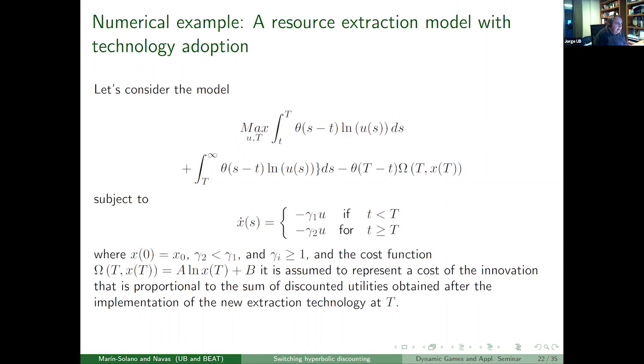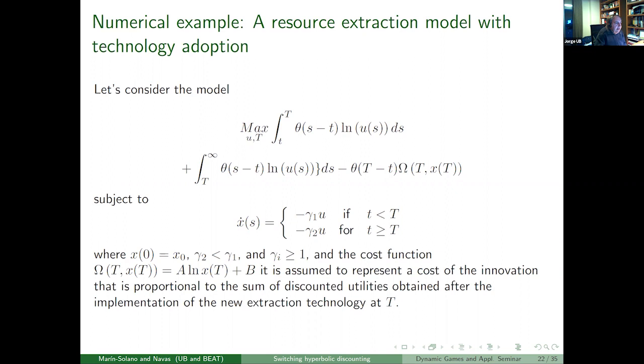Here we have the consumption of the resource that is represented by U. It needs a technology that is represented by gamma. Let me repeat: if I want to consume one unit of the resource, I have to extract gamma minus one units of the resource. So the larger the value of gamma, the less efficient is the technology.